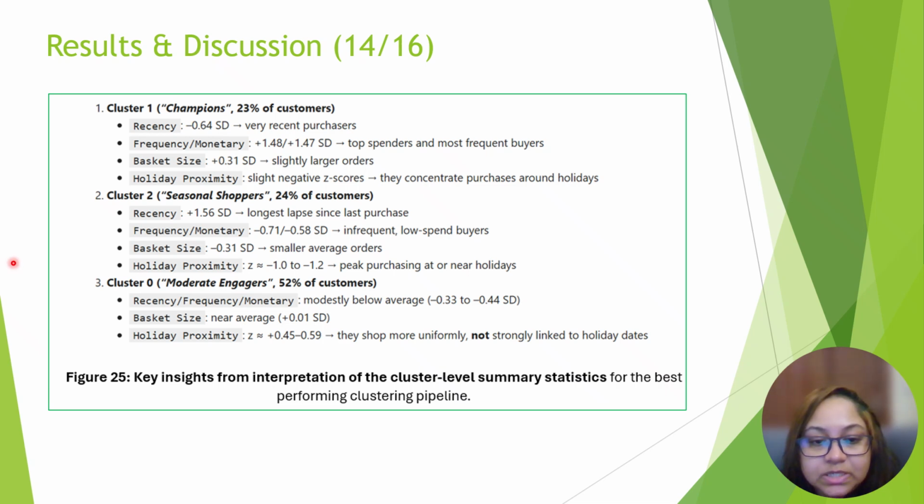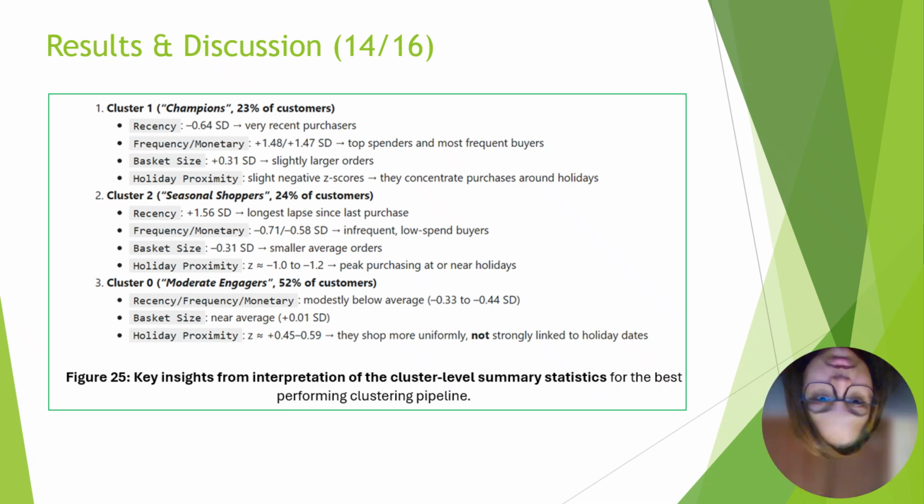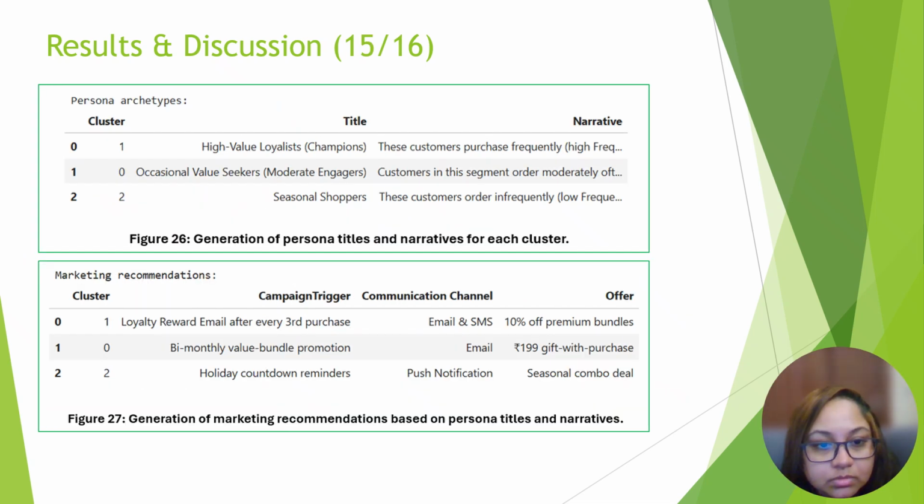So some key insights from the interpretation of the cluster level summary statistics are listed here. The persona archetypes that were generated were, for cluster 1, the high value loyalists or the champions. These customers purchase with high frequency and high monetary value. Second, we had the occasional value seekers or the moderate engagers. The customers in this segment order moderately. And the third, which is cluster 2, is the seasonal shoppers. These customers order less frequently, and they tend to time their purchases around major holidays.